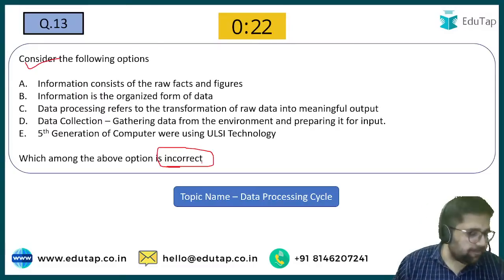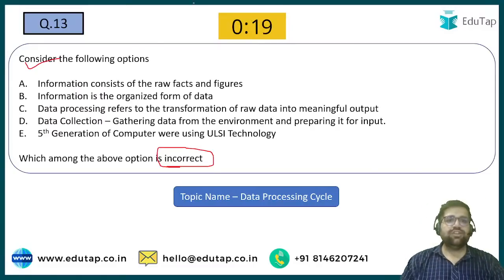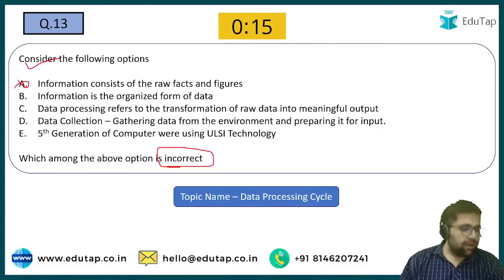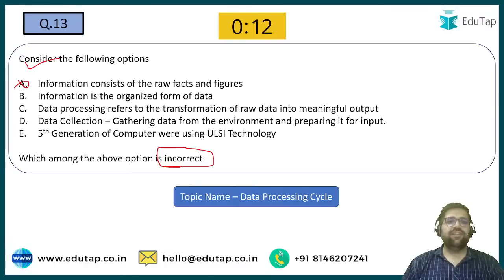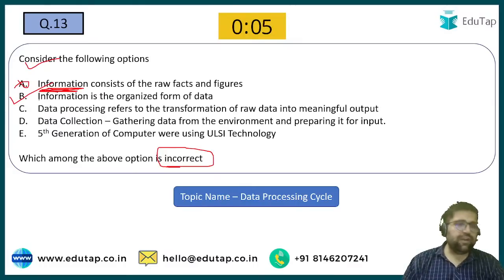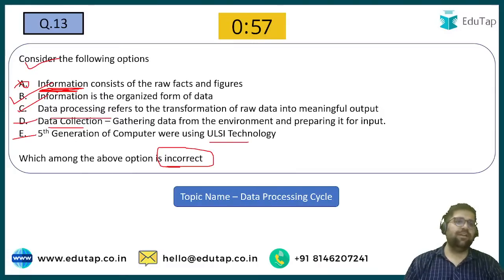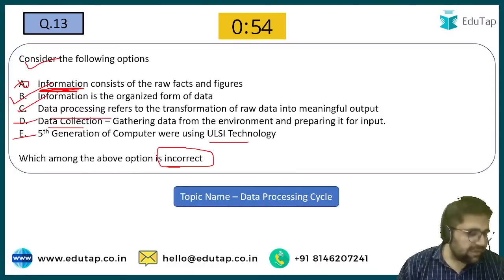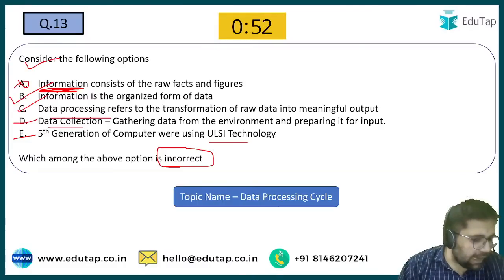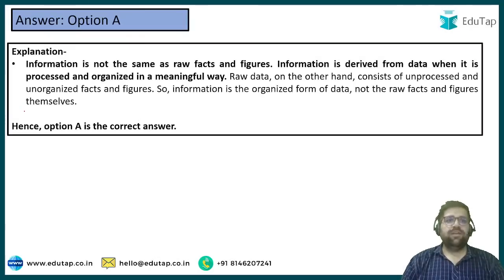Question number 13. Information consists of raw facts and figures. Now this statement itself is incorrect, so I do not even have to read each and everything, okay, but still, information is organized. This is correct. Now what will come over here, if you let me know, in place of information, what will come? Fifth statement is also correct. Data processing is transformation. Data collection is taking the data. Fifth generation were using ULSI. This was also correct. Now I would say this is a level we have devised. Yes, A should be data. Very good, Samyak. Good. Question number 13, the answer was A.